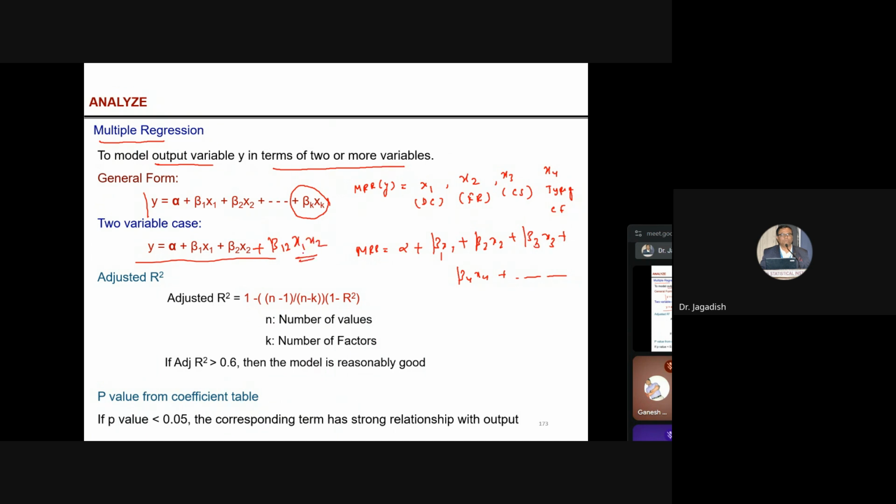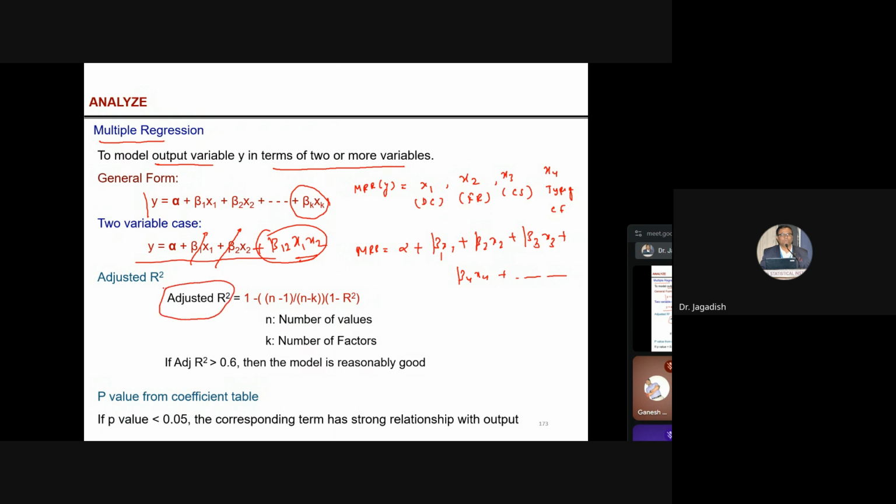If you are considering the interaction factor, that is the combined effect of x1 and x2, then the model will be alpha plus beta 1 into x1 plus beta 2 into x2 plus beta 12 into x1 x2. But if you are not considering the interaction, only the linear terms, then only beta 1 into x1 plus beta 2 into x2 will be there in the model. When there are more than two variables in the model, there is another term we have to measure, which is adjusted R square.